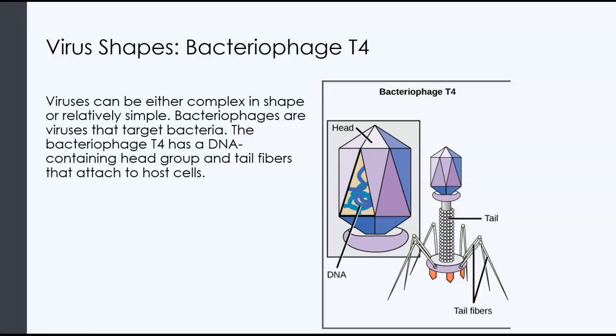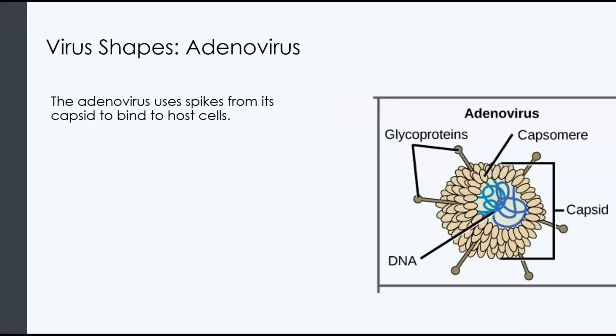So moving on, here we have a bacteriophage T4, and this bacteriophage has a head and a tail. The tail fibers actually have structures that look like little legs, and this is the one that we looked at earlier in our slides that attached to the E. coli bacterium. The head contains the DNA. The DNA is found in the head, and so this is just a complex head and tail shape.